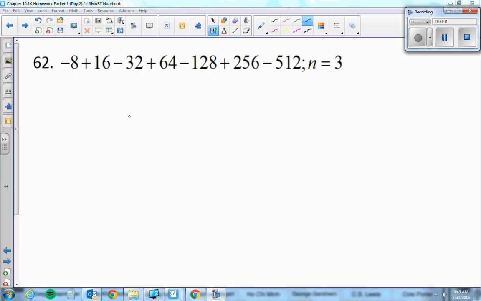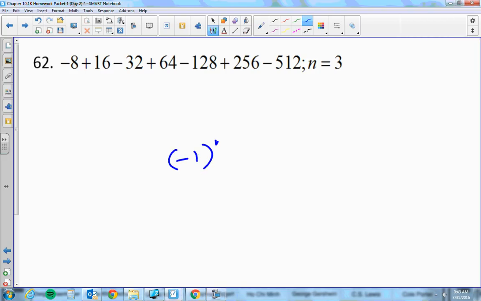This one is tricky. It's not terrible. Really what it boils down to is if you see the terms alternate and the signs alternating, then you know you're going to have negative 1 to a power as part of your rule. Okay? And so what you can always do in a case like this is just do negative 1 to a power times whatever's going to give you the values.